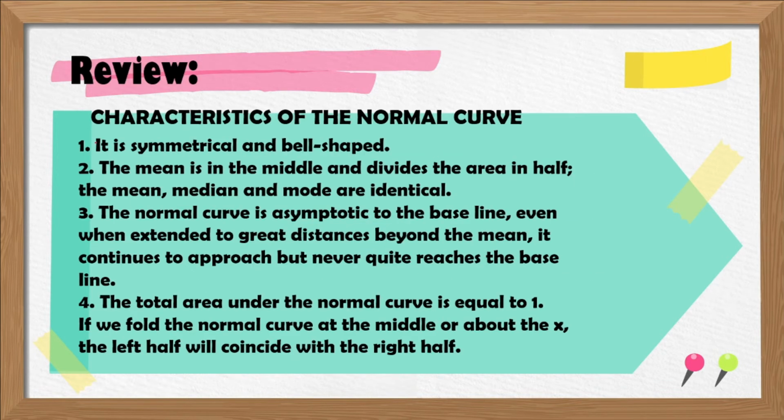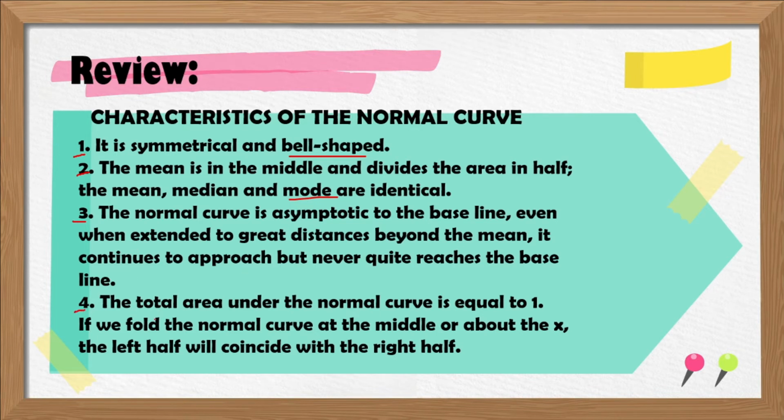What are the characteristics of a normal curve? Number 1, it is symmetrical and bell-shaped. Number 2, the mean is in the middle and divides the area in half. The mean, median, and mode are identical. Number 3, the normal curve is asymptotic to the baseline. Even when extended to great distances beyond the mean, it continues to approach but never quite reaches the baseline.